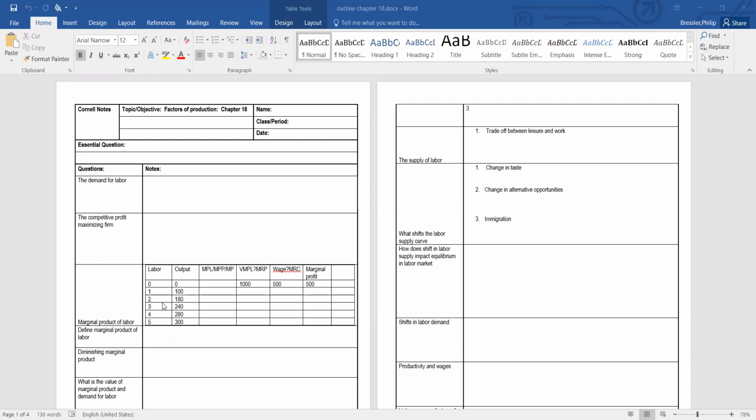Diminishing marginal product, we've done that before in previous units. As you add more labor, or as you add more inputs to a fixed resource, marginal product will decline.